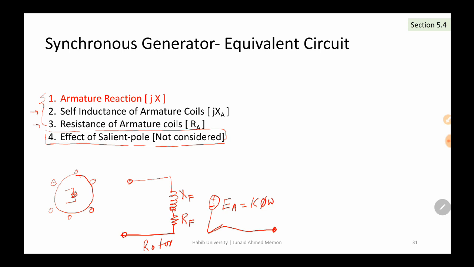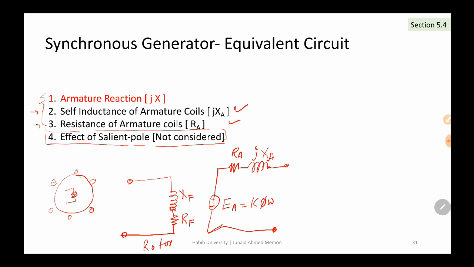Each coil has a resistance of its own, which will simply be modeled as RA, the resistor. And each coil has a self-inductance because it is a coil, so that is the XA component, jXA. These two are very easy, and we know how to model them. The one thing we need to consider is the armature reaction.